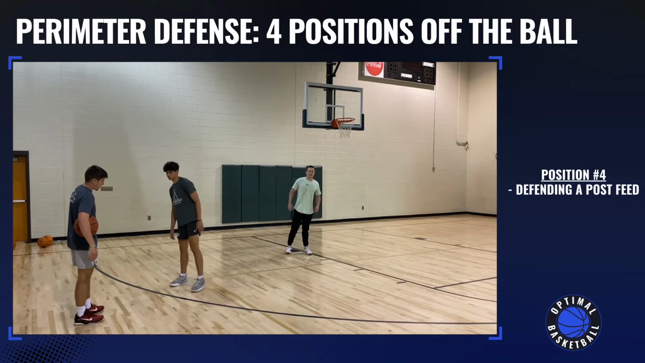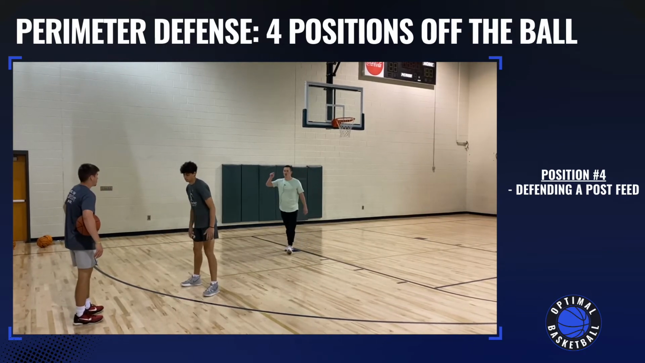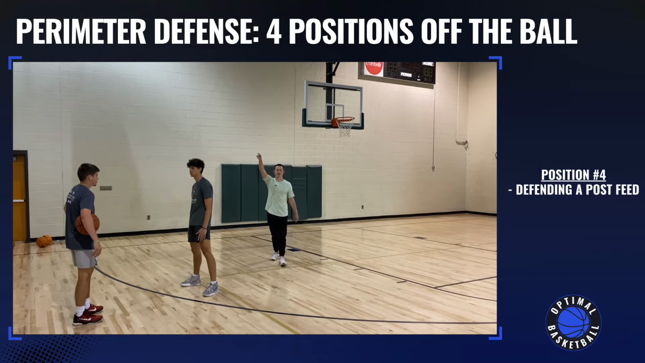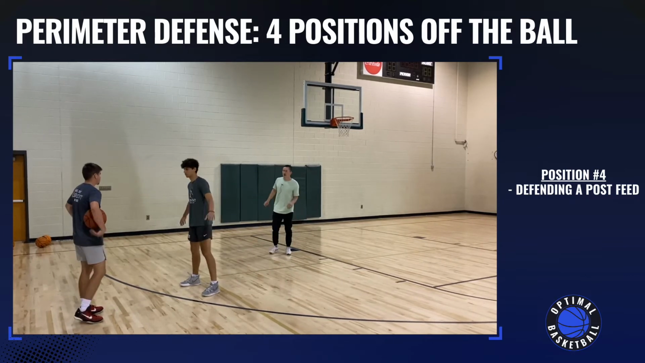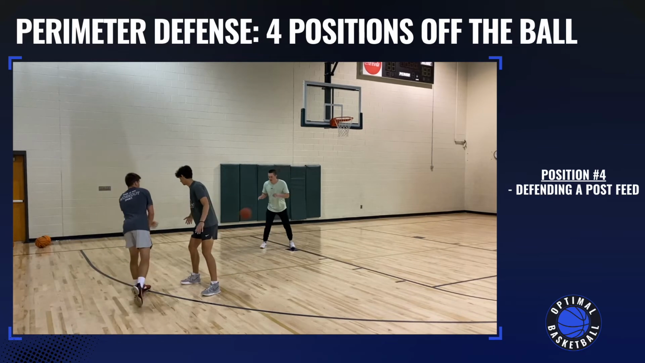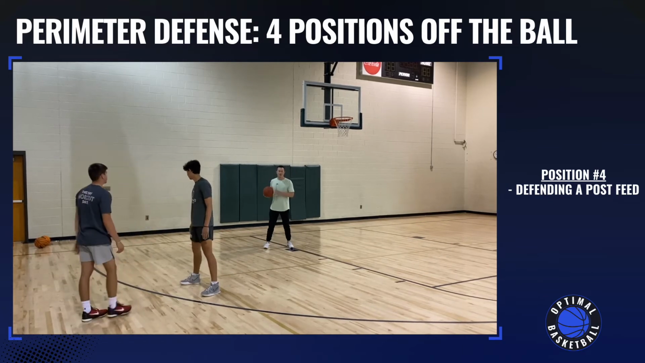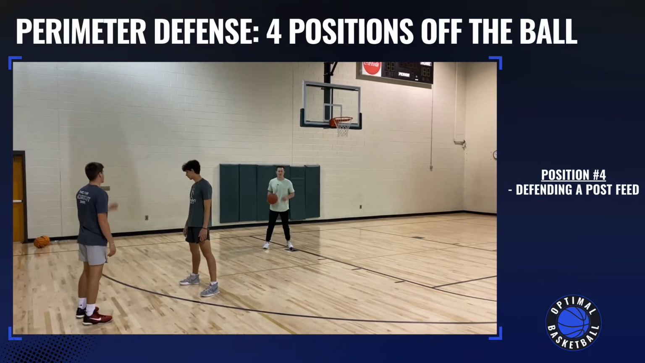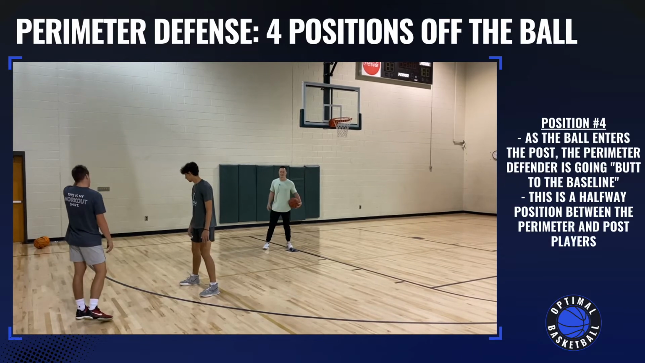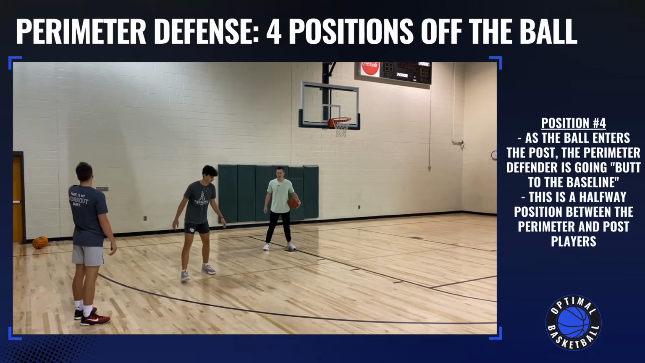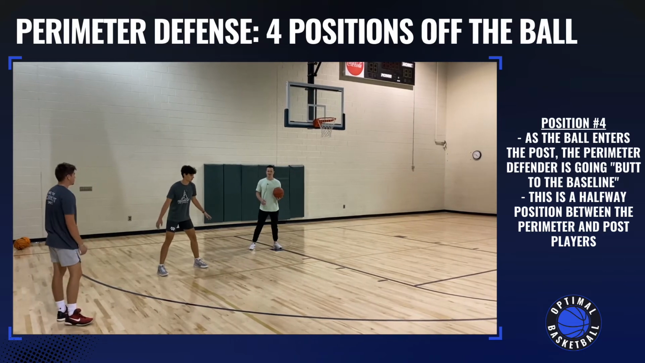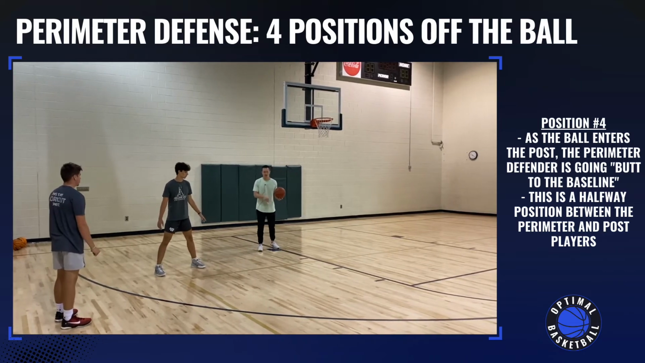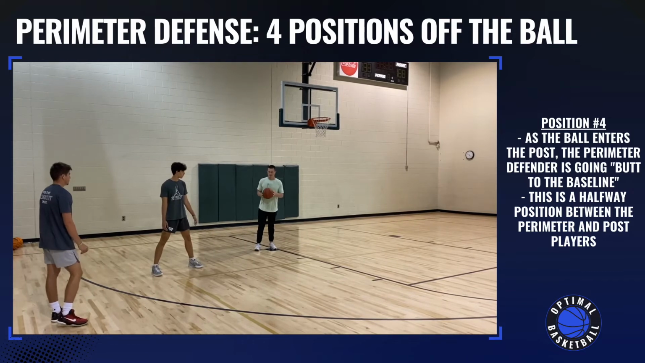So now the position we're talking about is Caleb is guarding the offensive player on the perimeter. We're going to have a post feed. As Brock feeds, I'm on offense right here. As Brock feeds me in the post, the perimeter defender is now going to go butt to the baseline. So he's going to open up right there, and now he's basically in help or deny position, but now it's between the block or the post player and the perimeter.